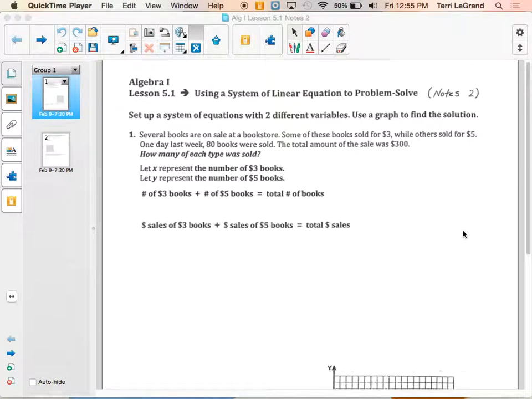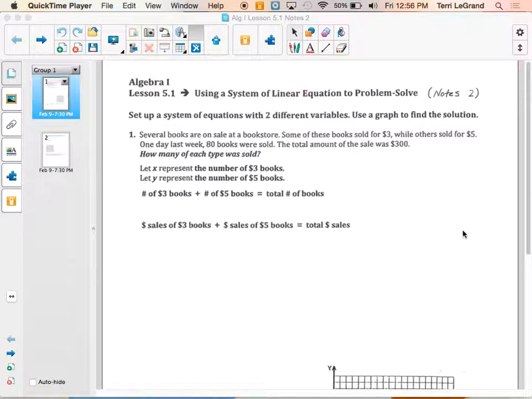Working with our systems of equations, we're going to have to first of all read the problem that we have to solve, and then we're going to have to decide what are the unknowns in it, what are the things that can change in this problem, because there should be two unknowns in the problem. We have to pick those out, identify what they are, and then we assign a variable to them, okay?